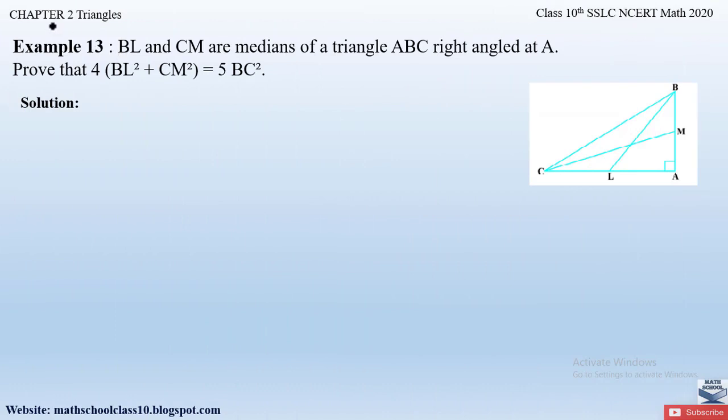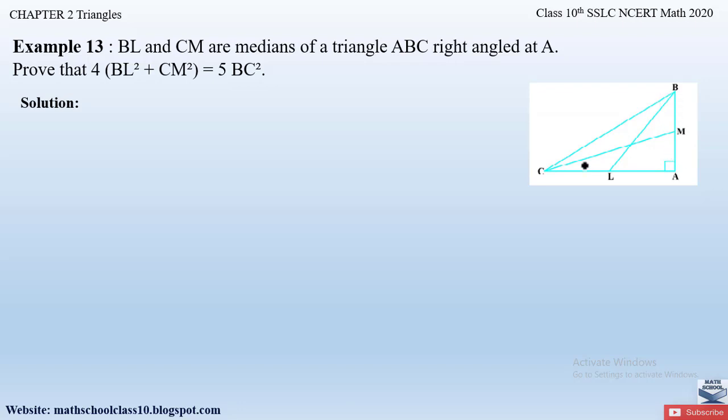Example number 13 from chapter 2 triangles says BL and CM are medians of a triangle ABC right angled at A. Prove that 4 into BL square plus CM square is equal to 5 BC square. So here in the figure they have given us a right angle triangle ABC right angled at A. BL and CM are the two medians in this right angle triangle. So we have to prove that 4 into BL square plus CM square is equal to 5 BC square.